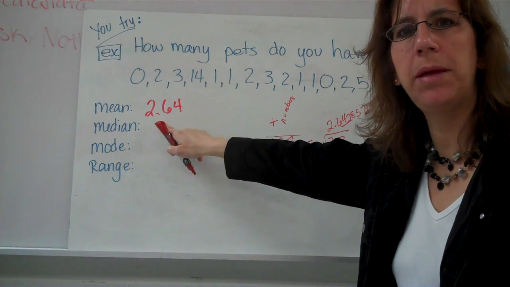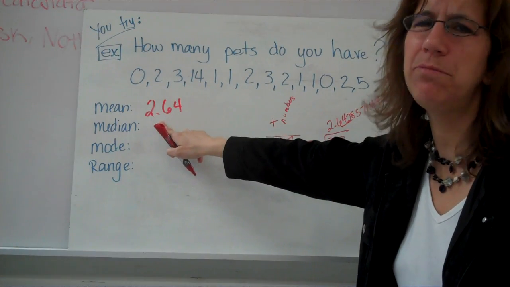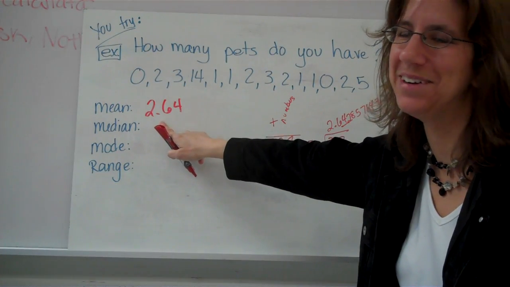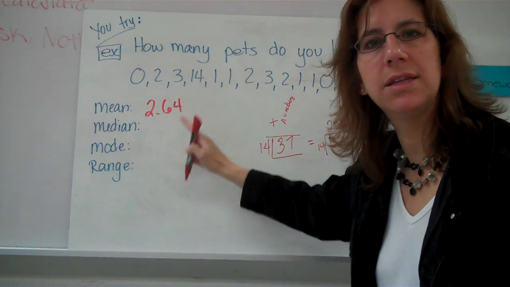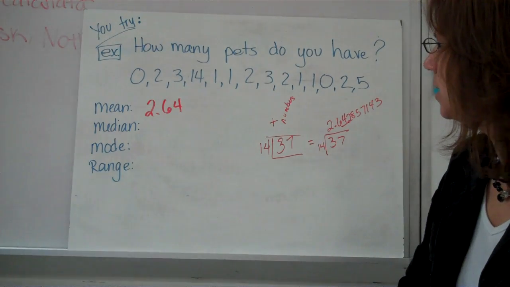On average, most people maybe have a little bit more than 2. Can you have 0.64 of a pet? No. But this kind of data tells us people have somewhere between 2 and 3 pets. That's the average. All right, what about median?